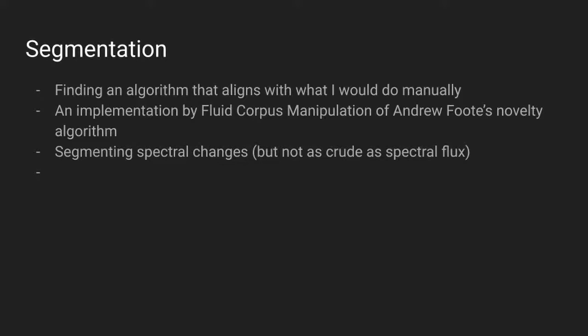With some experimentation, I found that the Fluid Corpus Manipulation implementation of Andrew Foote's novelty segmentation algorithm was fairly good at capturing the mental segmentation that I was doing, with a few tunable parameters to nuance the process. Every item in the corpus was processed with this algorithm to varying degrees of success. While some sounds were clearly over or under segmented, the goal wasn't to have a perfect segmentation strategy, but something that made the items of the corpus more granular and had some relationship to how I was envisaging these sounds might be broken up manually and composed with.